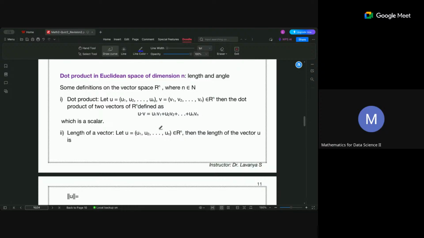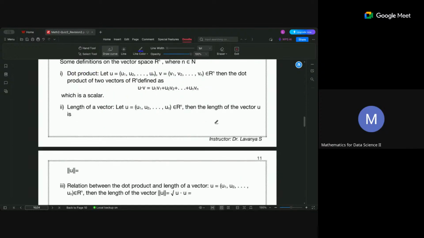So what is the dot product? u dot v is u1 v1 plus u2 v2 plus and so on up to un vn. This is the definition of the dot product. And what is the length of a vector? Tell me.